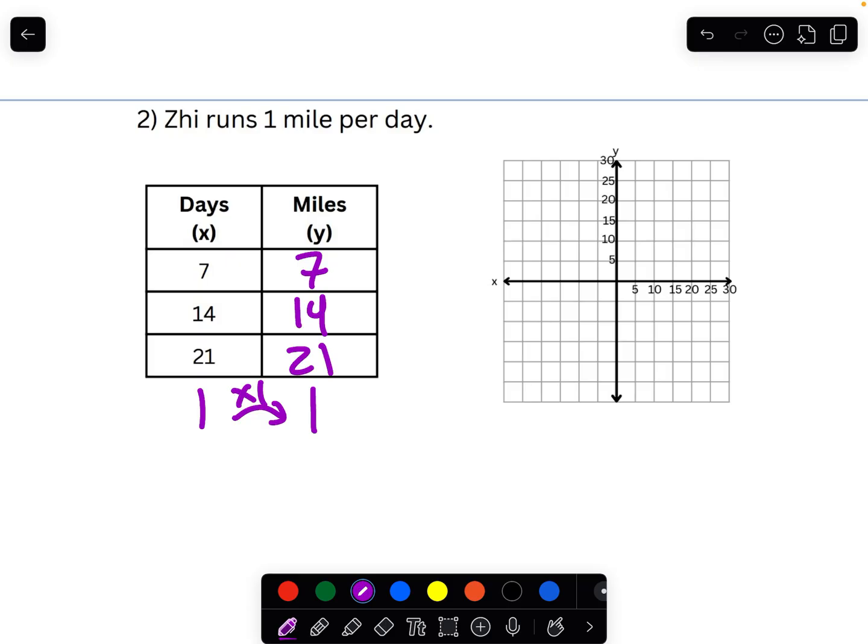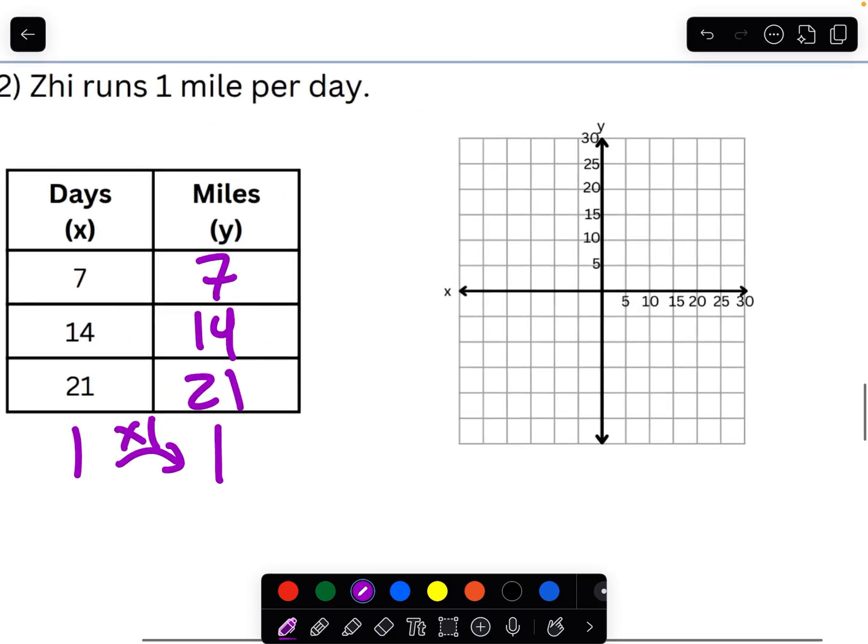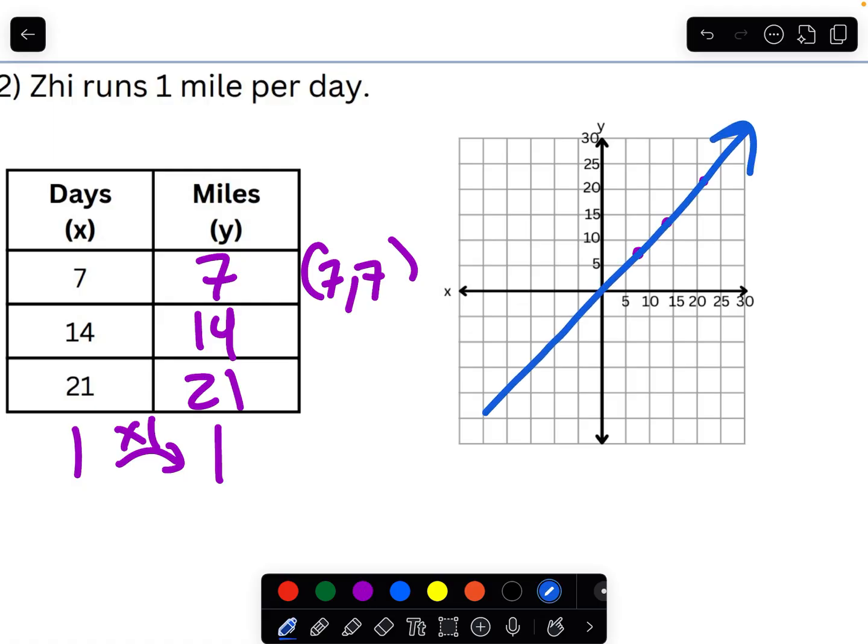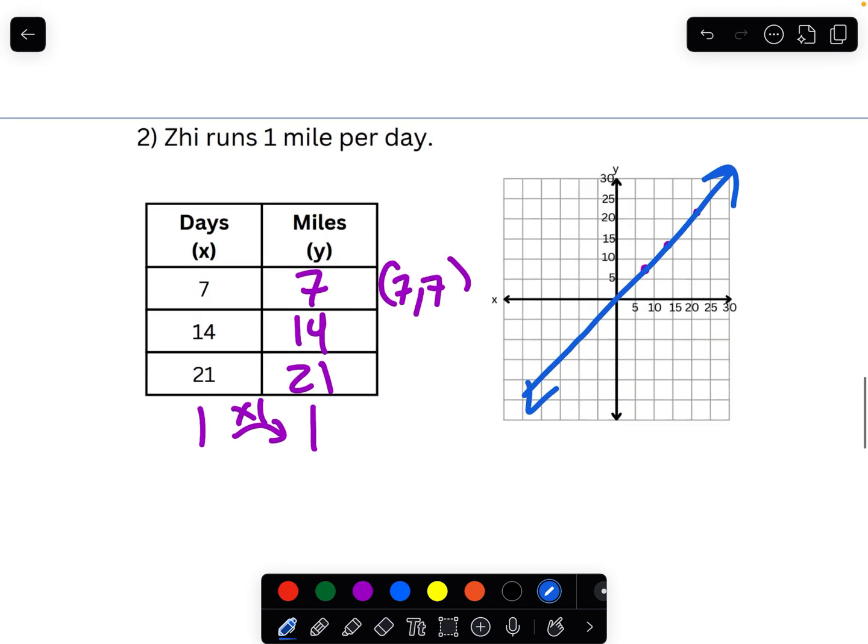So now we can plot it. And it's a little bit tricky here because we don't have a coordinate plane with those exact numbers on it, but we will figure it out. So the ordered pair 7, 7 is going to be about there, I think. Then 14, 14 would be about there. And then 21, 21 would be about there. Let's see if we can draw a line. I'll use a different color. Oh, that line wasn't too bad. And there we have it.